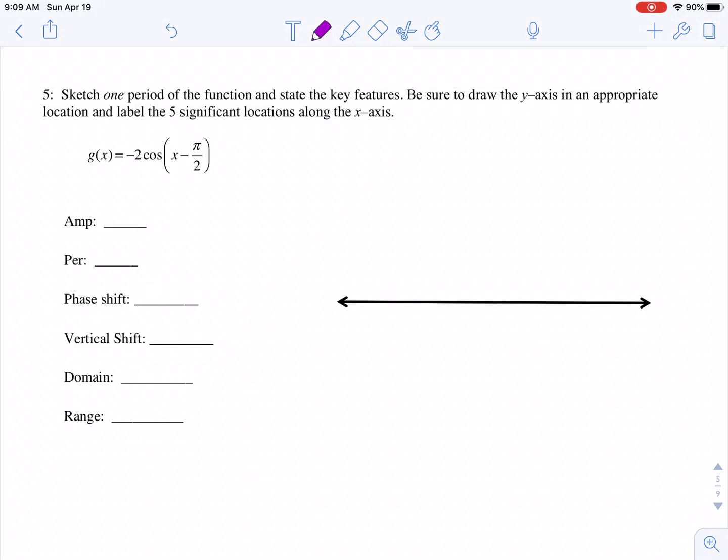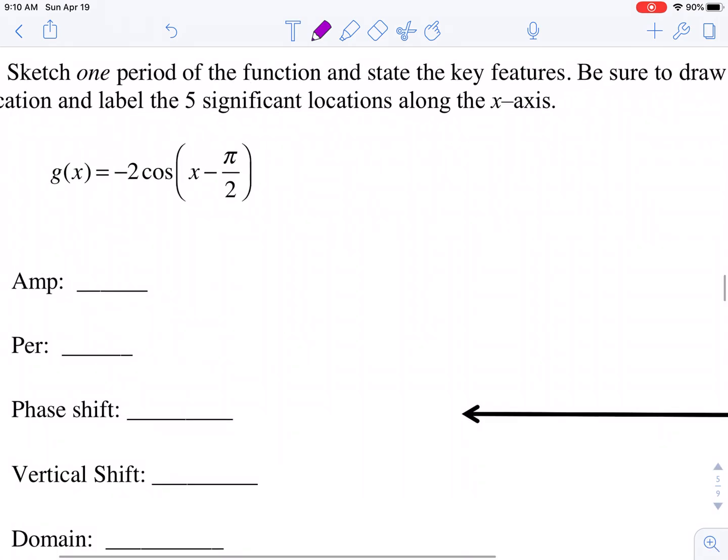Right, so let's take a look at this one. So we have g of x equals -2 cosine of x minus pi over 2. So right now, we can see that we do have a c value, and that is what we are talking about when we're talking about a phase shift.